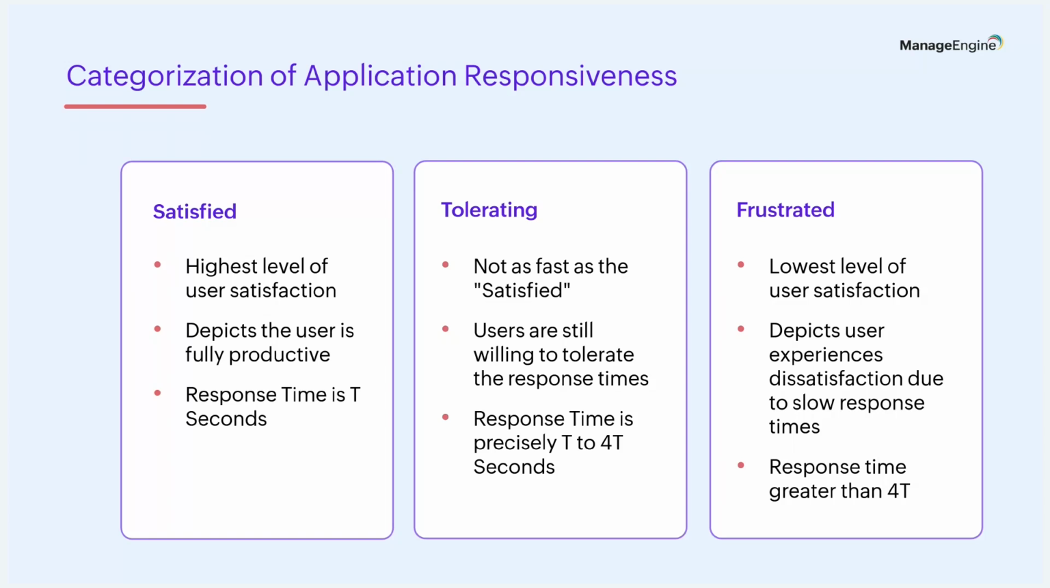The second one is tolerance. The tolerance category indicates that the application response time is between the tolerating threshold and the satisfied threshold. Users in this category might tolerate the performance, but may not be entirely satisfied as the users under the satisfied category. The last one is frustration. This category represents the lowest level of user experience, where the application's response time is below the tolerating threshold. Users in this category are more likely to be frustrated with the application performance as it does not meet their expectations.